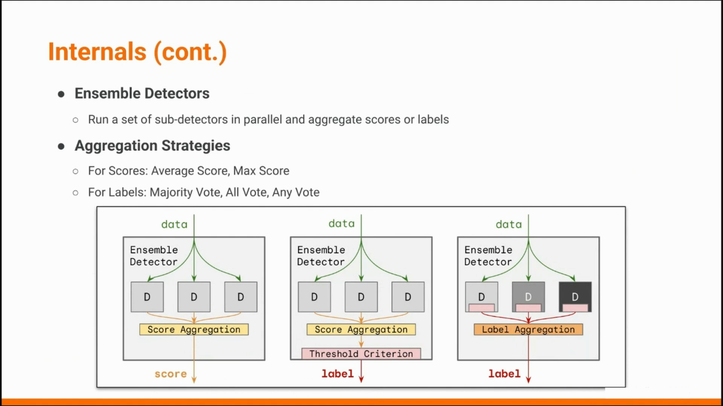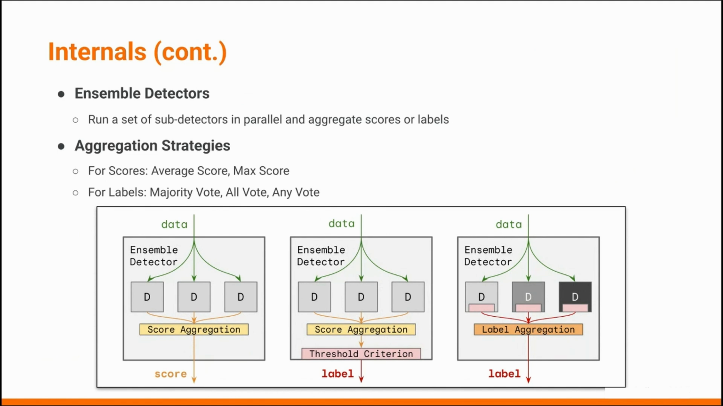The specific aggregation logic is determined by an aggregation strategy subcomponent. We have two types of aggregation: score aggregation, such as calculating the average of all outlier scores for each data point, and label aggregation, for instance, an outlier being labeled only if a majority of sub-detectors agree.